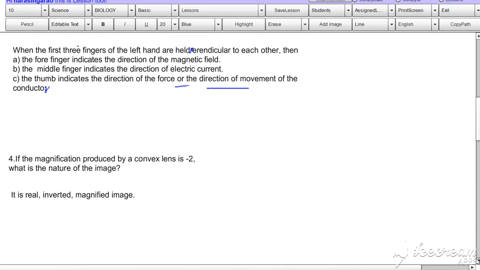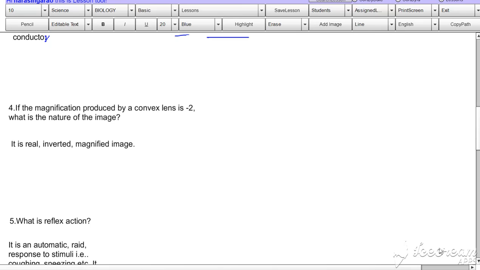Then fourth question: if the magnification produced by a convex lens is -2, what is the nature of the image? So when there is a negative, it is real, and 2, you can see, means it is inverted and magnified.